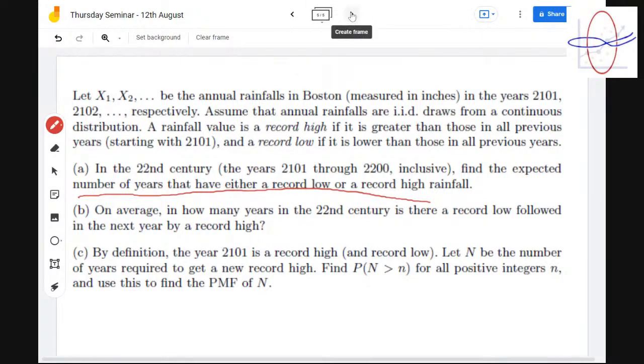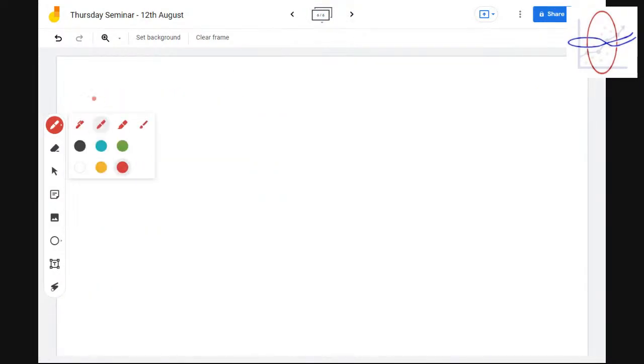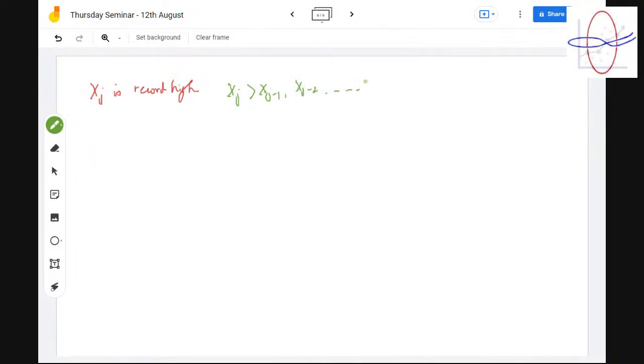So understand what? The idea is this. xj is a record high if it is greater than all the previous ones, that is xj greater than xj minus 1, xj minus 2, dot dot dot, x1. And xj is a record low if xj is less than xj minus 1, xj minus 2, dot dot. It's a very interesting problem.